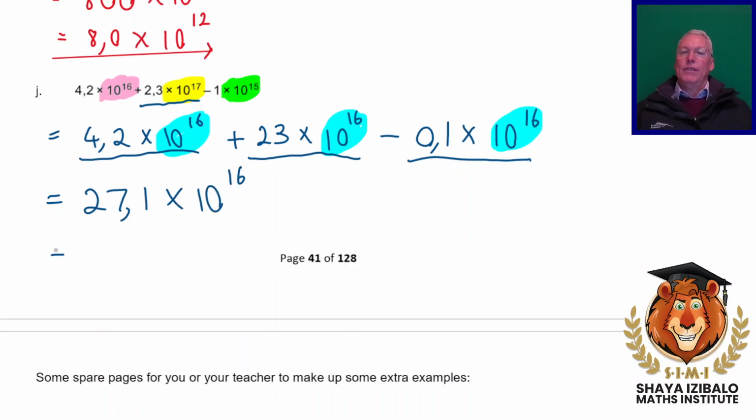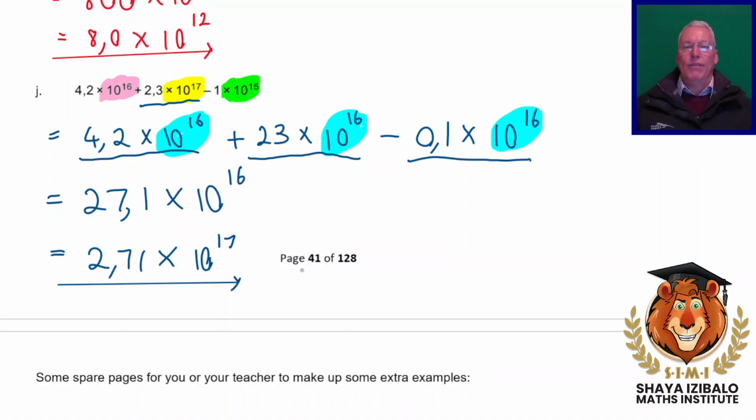Is it in scientific notation? No, it's not. We're going to divide by 10 here to make this 2,71. So we've only got one number in front of the decimal place. And because we've divided by 10, we must multiply by 10 here to compensate. And that's the end of that exercise.